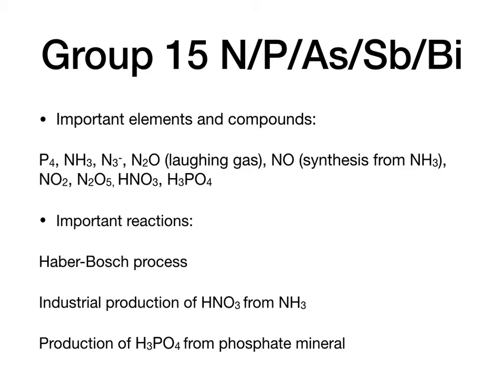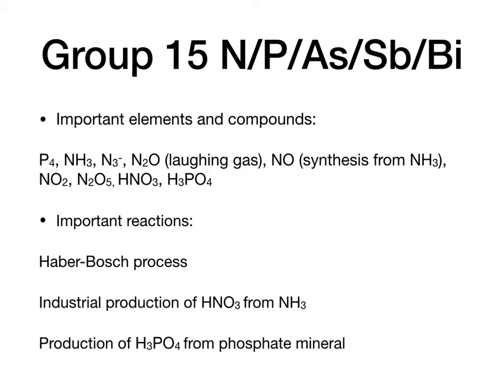The important compounds in this group mostly are related with nitrogen. So there's ammonia, NH3, azide, N3 minus. Again, this is a linear anion that we discussed before. There are a lot of nitrogen oxides. There's nitrous oxide, that is N2O, and there's nitric oxide, NO, nitrogen dioxide, NO2, dinitrogen pentaoxide, N2O5, so a lot of them.